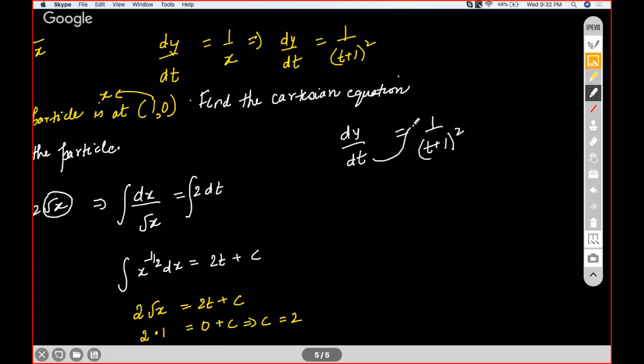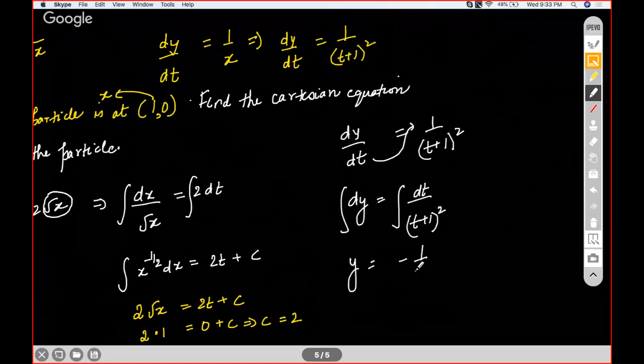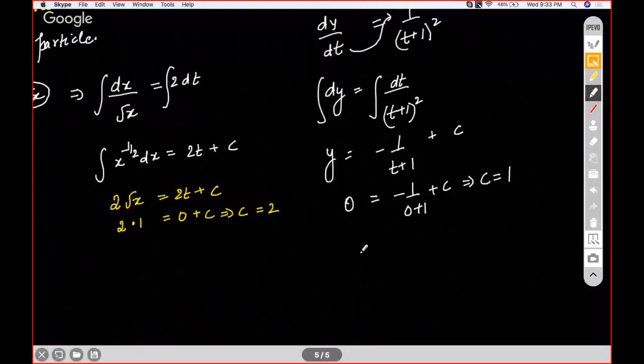I will send this dt to the other side. And then since the variables have been separated out, we'll integrate both sides. So this will become y. The integration of this will be minus 1 by t plus 1, plus C. Now how do I get this C? By using the fact that when t is 0, y is also 0. So what's C then? C is 1. That means my y is nothing but minus 1 by t plus 1, plus 1.